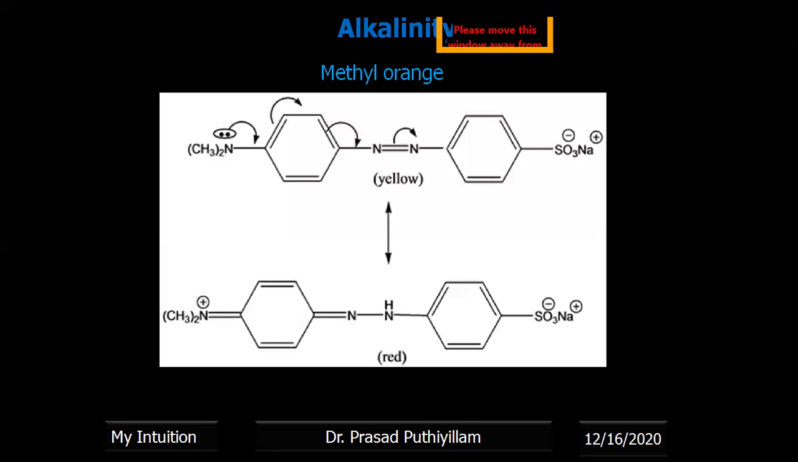In the same way, the methyl orange structures are given here. It is also pH dependent. Above pH 4.4, it is yellow in color. Below pH 3.1, it is red in color. That means methyl orange can be used in a pH range of 3.2 to 4.5.